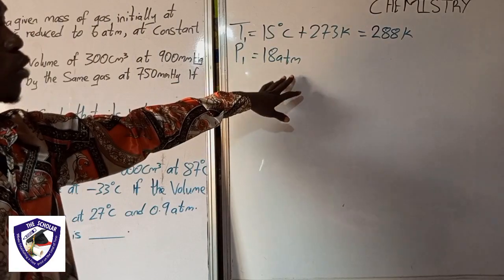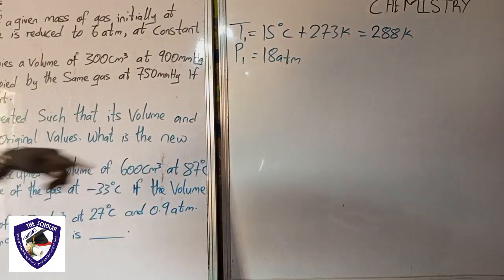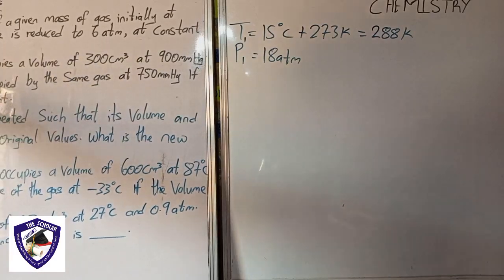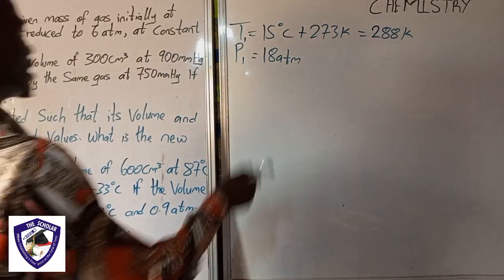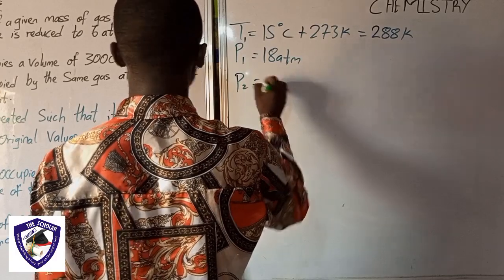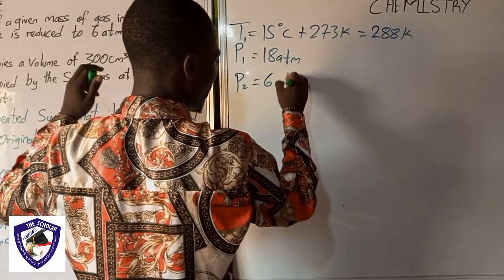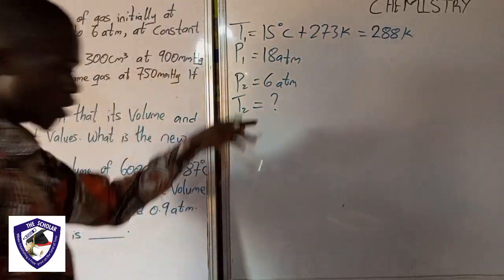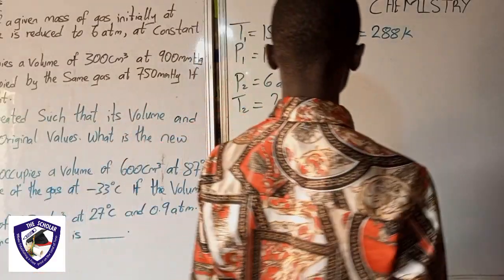Now our P1 is equal to 18 atm. The question says the pressure is reduced to 6 atm at constant volume, so our P2 is equal to 6 atm. Our T2 is what we are looking for. Now let's look at the formula.